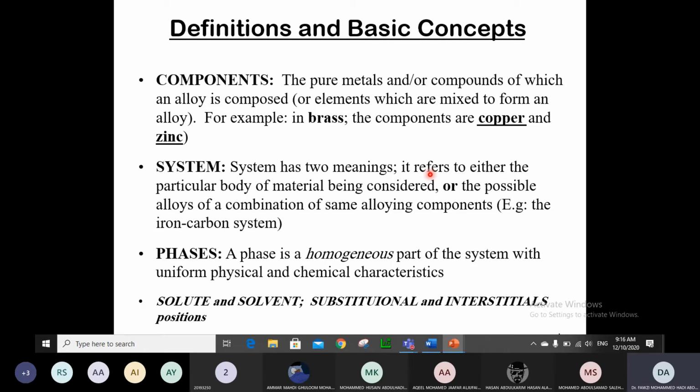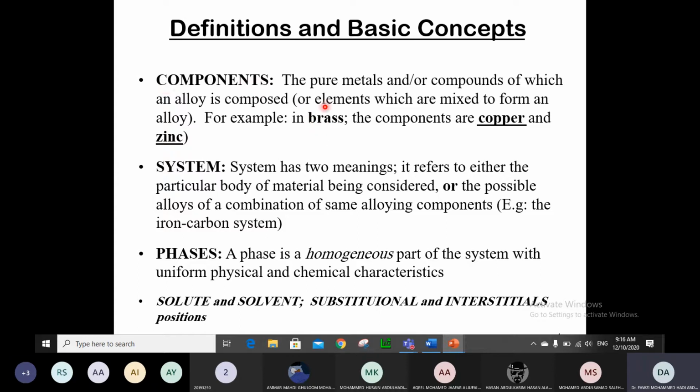Before we go into the thrust of the phase diagrams, there are some basic definitions or basic concepts that we need to go through first, before we start looking at the phase diagram. Simple basic concepts. First of all, we will be using the word components, as in your book as well. As you read, you will see the word components used.